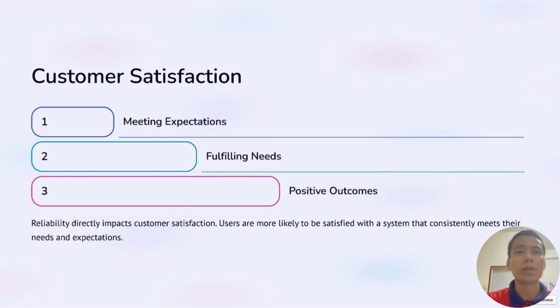Next, customer satisfaction. Reliability directly impacts customer satisfaction. Users are more likely to be satisfied with a system that consistently meets their needs and expectations. This can lead to increased loyalty and positive word of mouth recommendations, which are valuable for any organization.